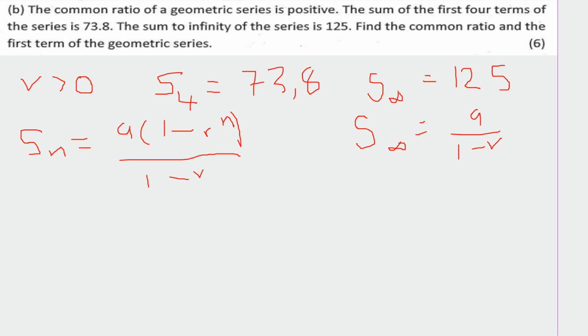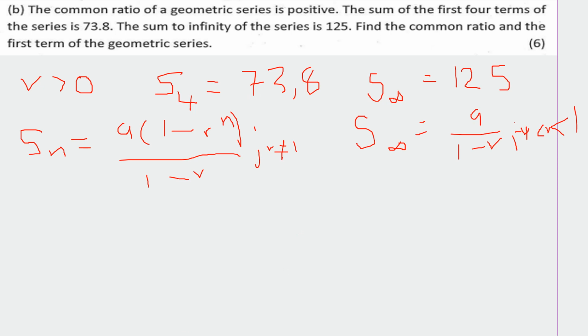Don't forget the conditions. The r cannot be equal to 1 here, but also here, r must be between -1 and 1. So the value of r must meet these conditions, and then it must also be what? A positive value. Okay, so now let's answer the question.